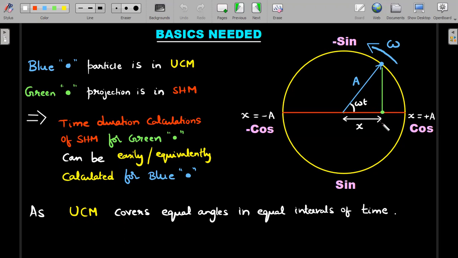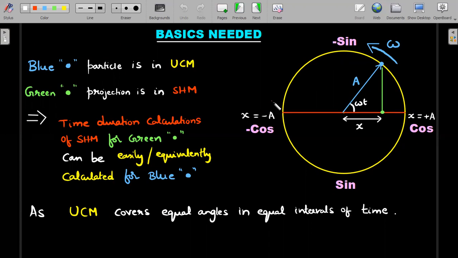Can't say the same with the SHM because the equal distances won't be covered in equal intervals of time. Always, uniform motions can be utilized to calculate the time in a much easier manner. So this is a basic idea. Whenever I have a time calculation in SHM, I'll try to think of a uniform circular motion. That is where the phasor diagram comes into picture.